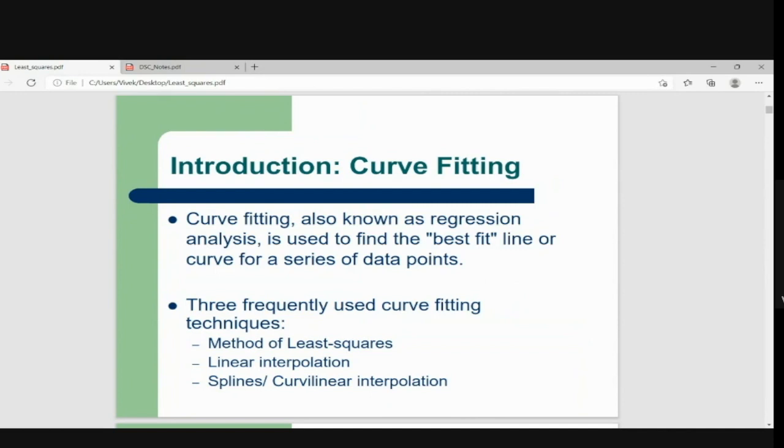The curve fitting, also known as regression analysis, is used to find the best fit line or curve for a series of data points. There are three frequently used curve fitting techniques. The first one is the method of least square, and after that you can have interpolation. So we'll discuss the linear interpolation or spline interpolations.